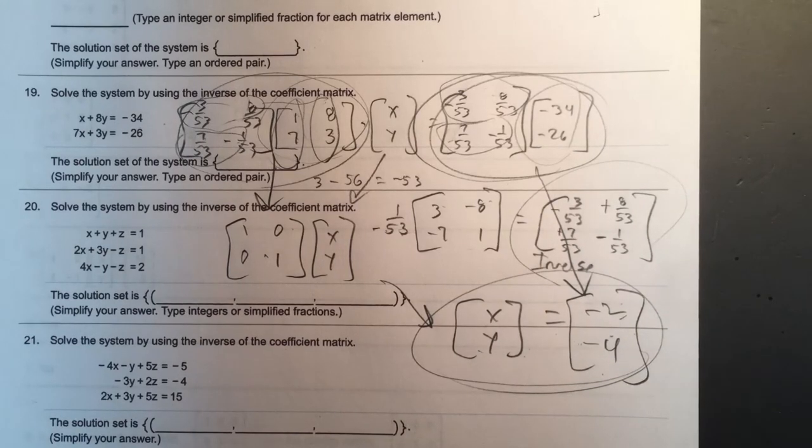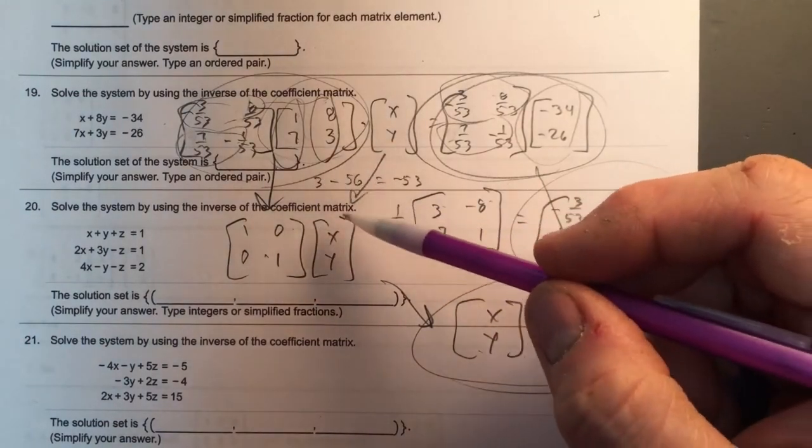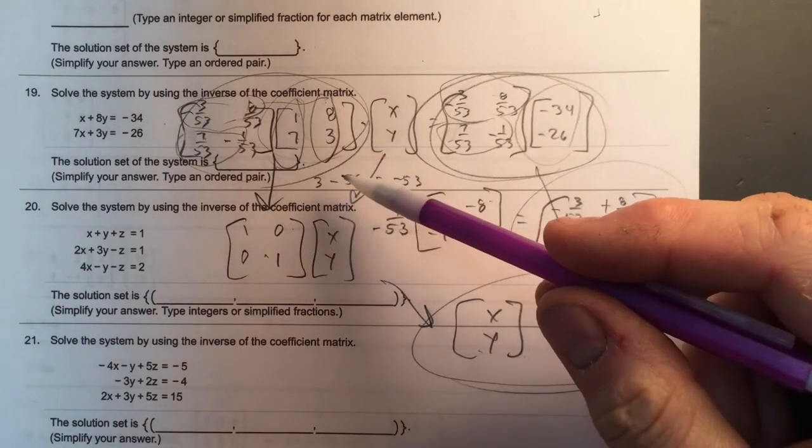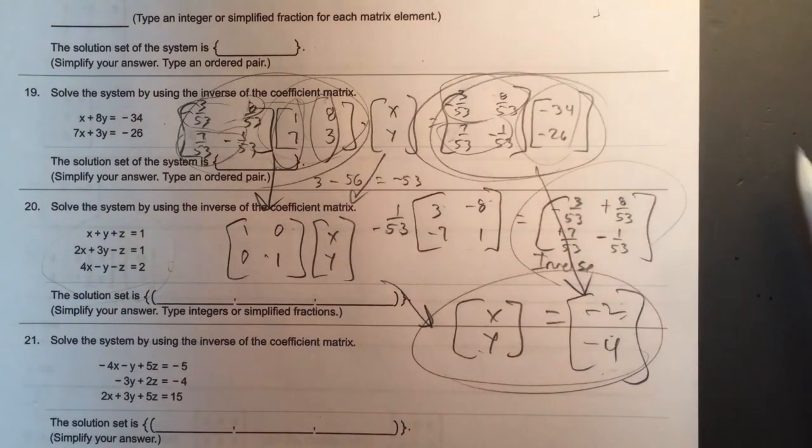All right, so like I said, the computer's not going to know if you did it this way. You can do it another way if you'd rather do it. Here's a system of equations. You can do this a different way if you'd rather.